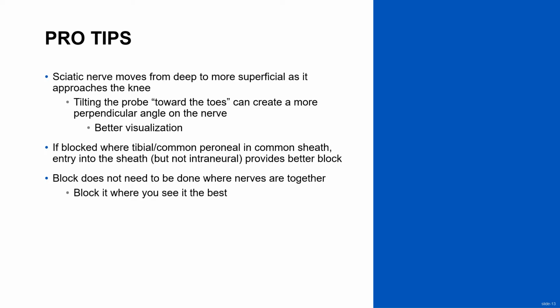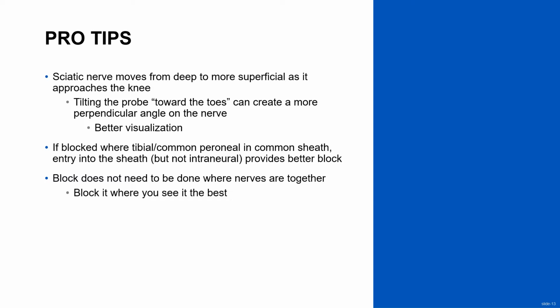Here are some pro tips to improve your chance of success with a popliteal block. As we discussed in the video, the sciatic nerve moves from deep to more superficial as it approaches the knee, from a more proximal location to distal. Tilting the probe so the angle is toward the toes can create a more perpendicular angle on the nerve and make it look brighter on the screen. Better visualization leads to an easier block.